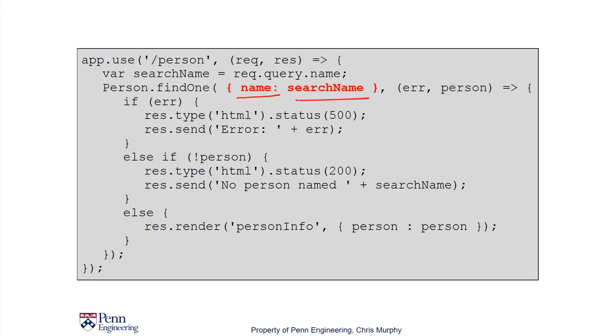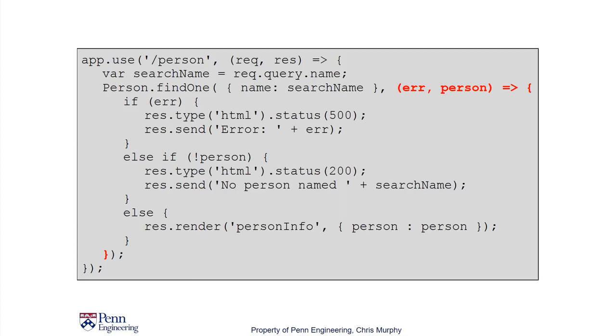Here we're looking for the person whose name is equal to search name, and search name came from the query. If we didn't pass any query argument, for instance in the previous example, it would just return all of the person objects. Here we're only selecting the objects where the name is equal to, in this case, the search name.